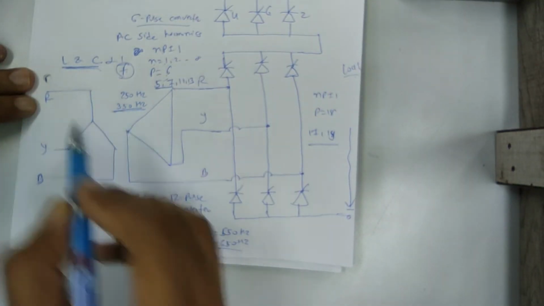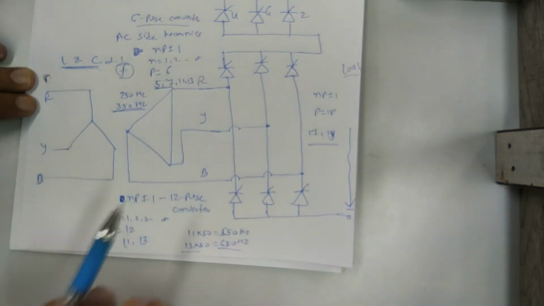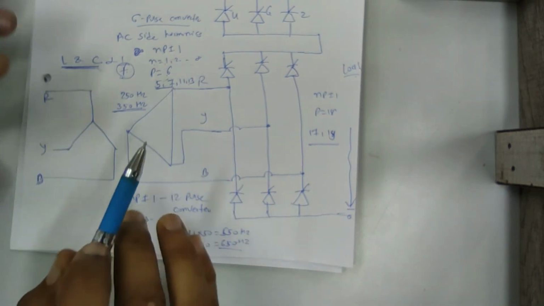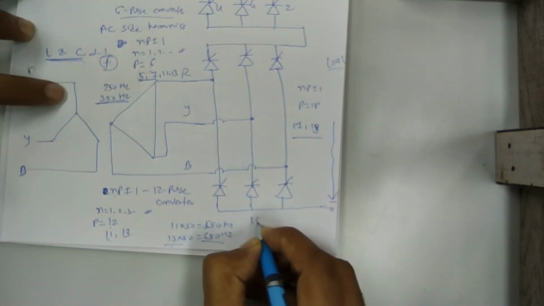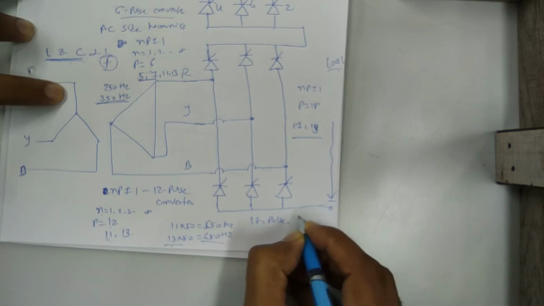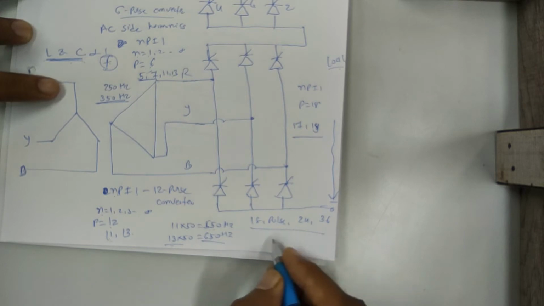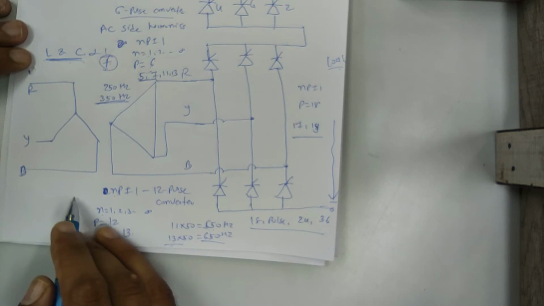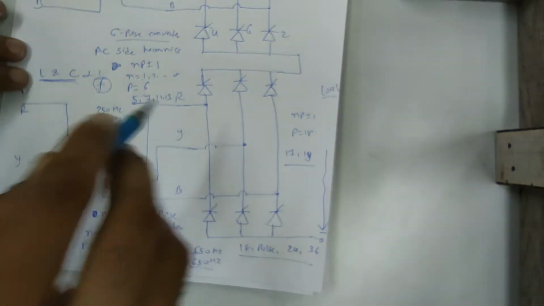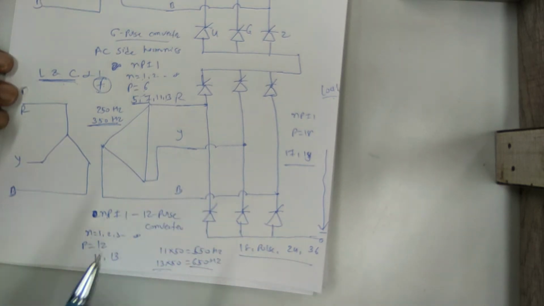Clear? But the problem is that as you increase the number of pulses or the number of bridges connected in series, you require a complex connection of the converter transformers. So generally we prefer to use up to the 12 pulse converter, and do not go for a higher number of pulses like 18 pulse, 24 pulse, 36 pulse. We can use this type of multipulse converter, but the problem is that the connection of the transformer becomes more complex. Clear? So that's why generally in practical situations we prefer to use 12 pulse converters.